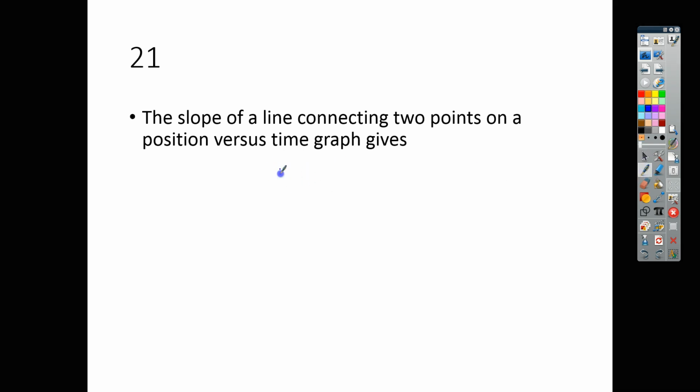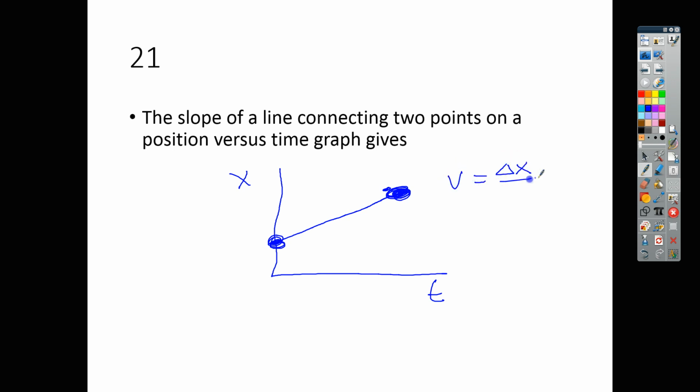So let's go ahead and do a really simple position versus time graph. Here's your position, here's your time, and if I have 2 points and I connect those 2 points with a line, oops, I really missed that. So let's just make my point bigger. There we go. If I connect the 2 points, remember the slope of the line is velocity, and that is just the change in position over the change in time. So that one is pretty simple.